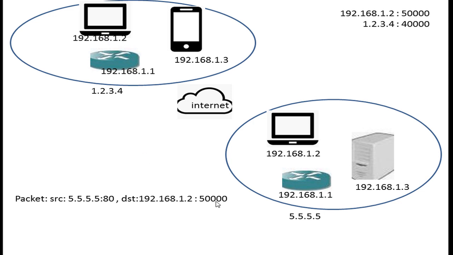192.168.1.2, and at the port number of 50,000, the browser is listening. If the browser is listening for the response, it would accept the packet and move it through the network stack and show it to us. This process is called NAT, or Network Address Translation, or PAT, or Port Address Translation.